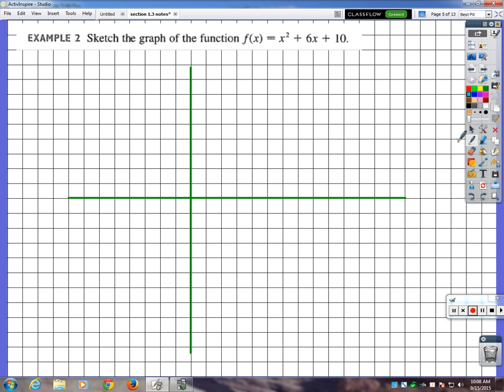Okay, sketch the graph of the function x squared plus 6x plus 10. How? Kinda. No. You know that the y-intercept is going to be up 10 because of the plus 10. 1, 2, 3, 4, 5, 6, 7, 8, 9, 10. Yes, you know it's going to be a parabola. When you move that x-axis down, so we can see that nicely pointed.